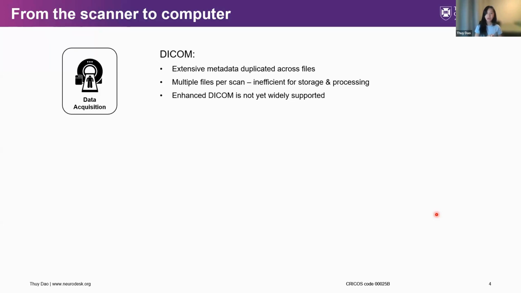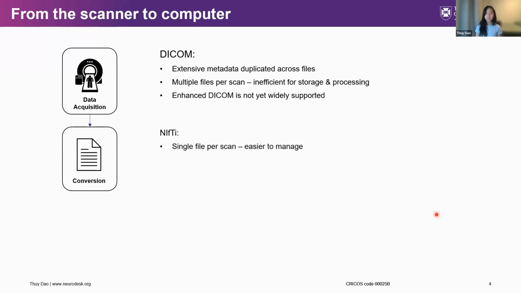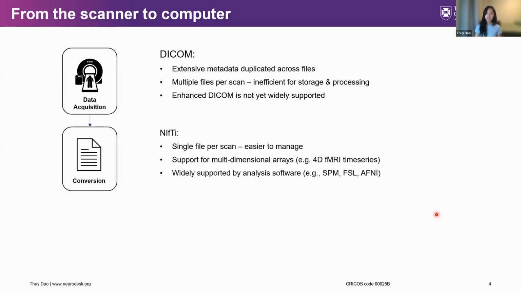That's why, to unlock the full potential of neuroimaging tools, we often need to convert DICOM into a more efficient format such as NIfTI. The way NIfTI makes your data management simpler is by combining all the DICOM scans into a single file as a multi-dimensional array. NIfTI is also widely supported by a lot of analysis tools, but NIfTI has a limitation in that it only embeds part of the metadata from your DICOM files.